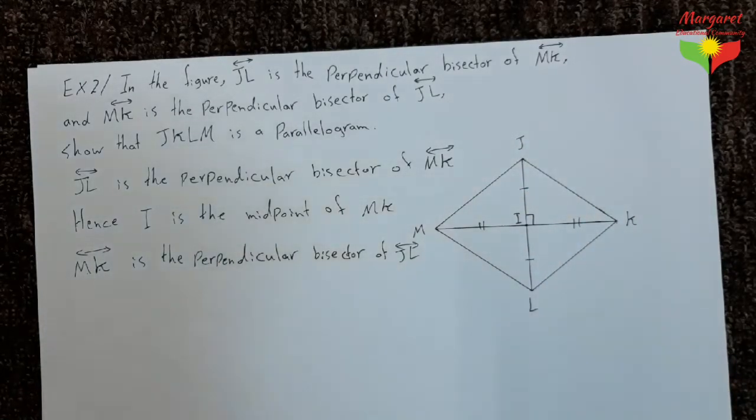We see that the perpendicular bisector of a line segment is a perpendicular to that segment which passes through its midpoint.